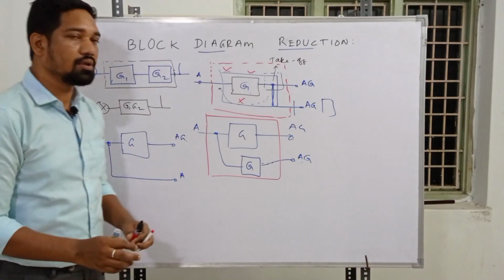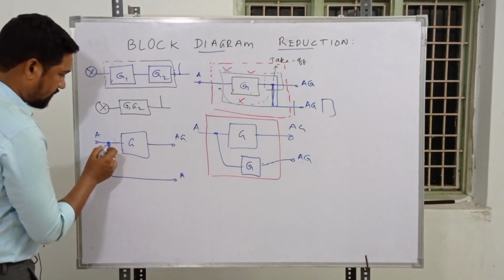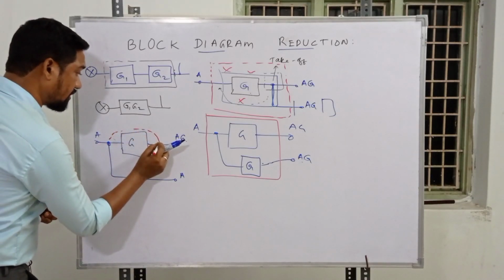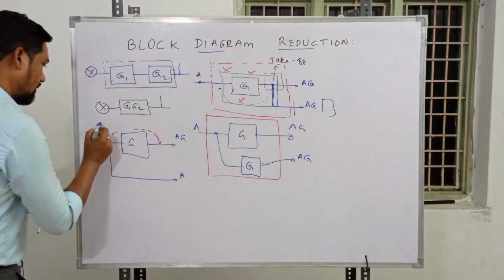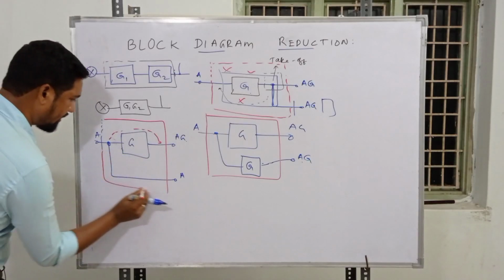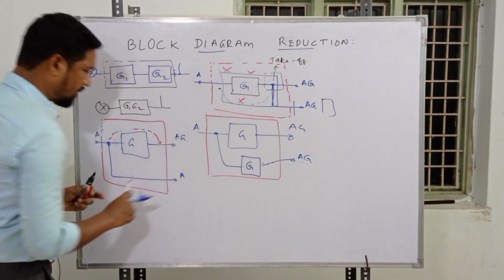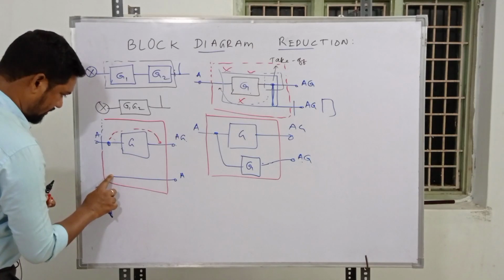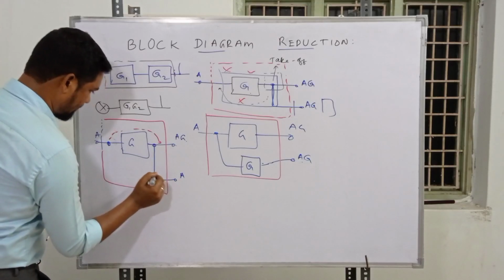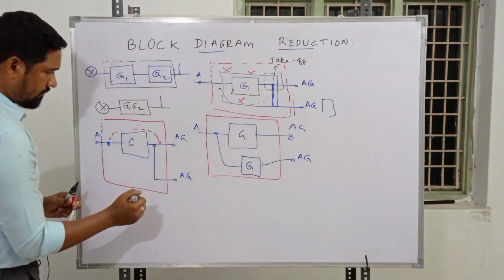During the reduction process, we may be in need of shifting this takeoff point, which is behind the block, to ahead of the block. Any reduction can be done inside the block, but the signal from this point should be AG, and from this point should be A. So if this takeoff point is shifted to this side during the reduction process, now it's AG, isn't it?